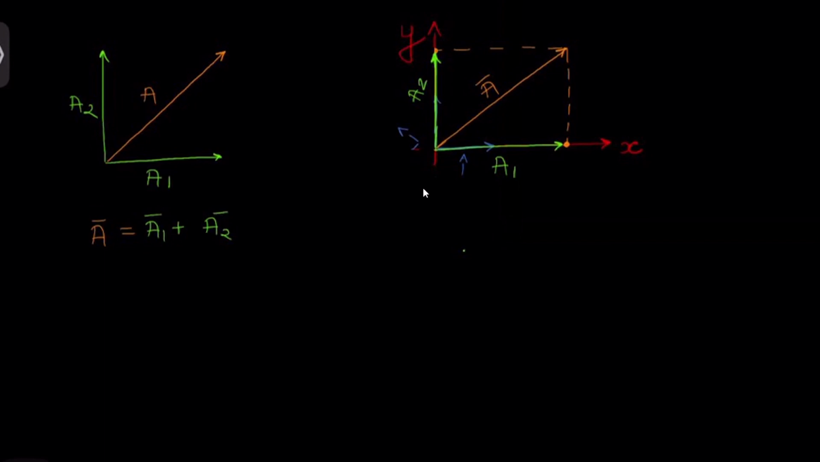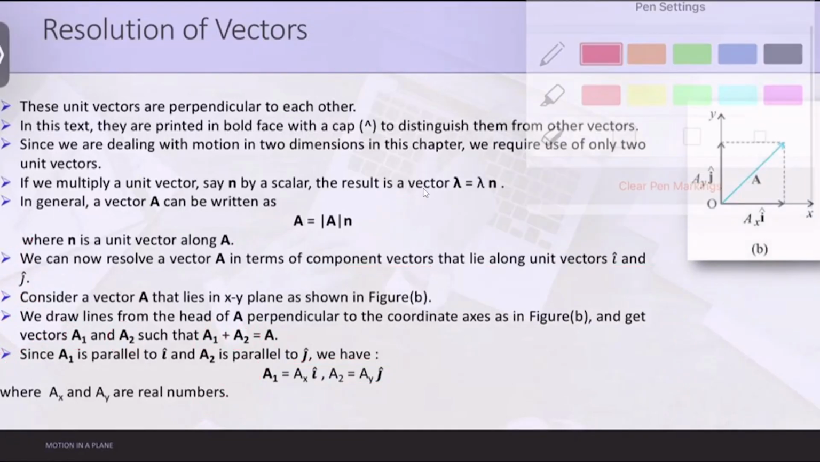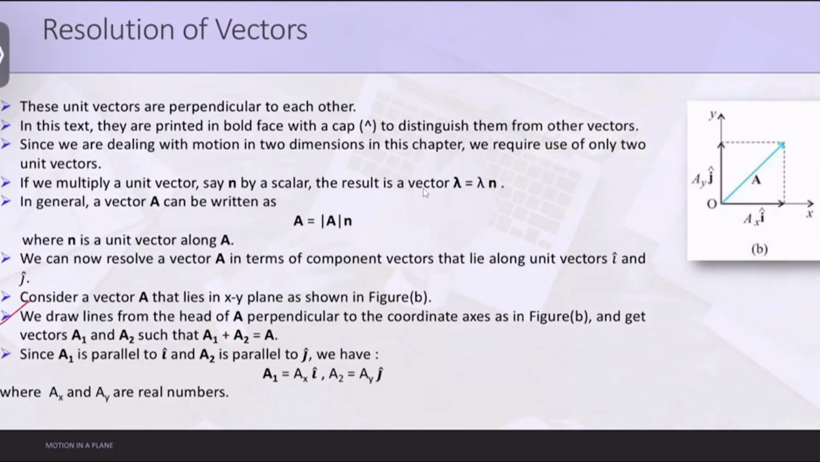Now we are just changing the terminology here. A1 vector is nothing but some AX times I cap, where AX is just the magnitude value. Similarly, A2 vector is some AY times J cap, where AY is another number. So finally, what we got is that vector A is equal to AX I cap plus AY J cap. That is the complete explanation which was given in these last two lines.